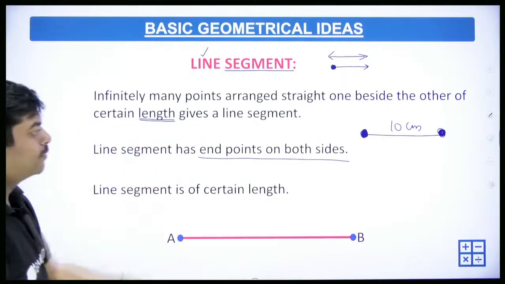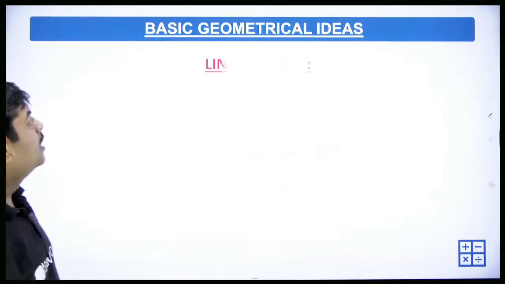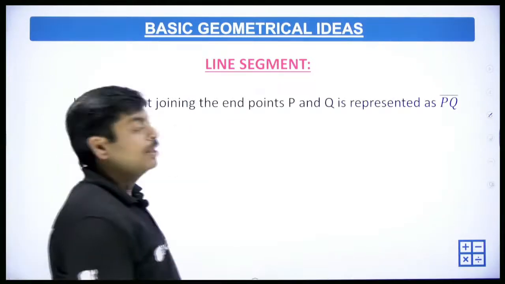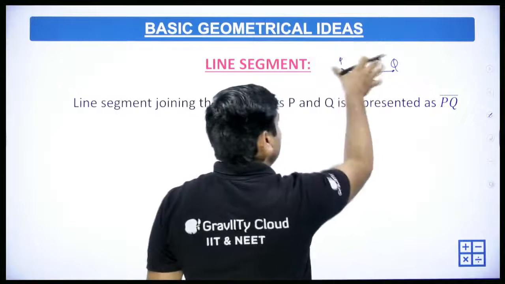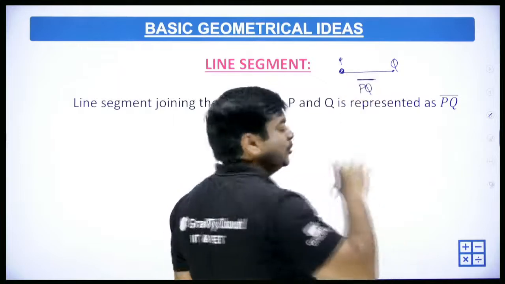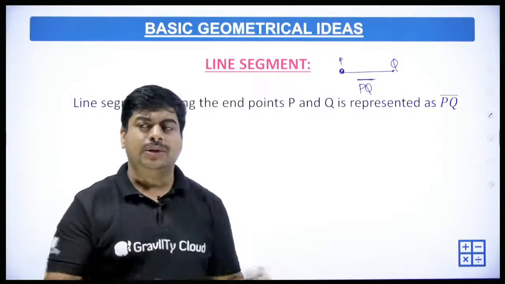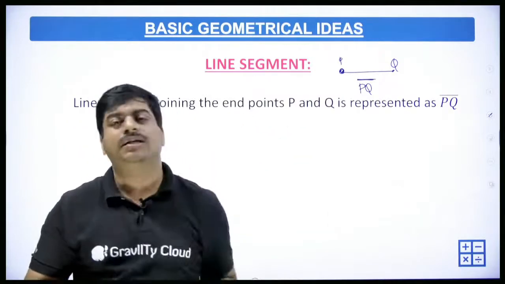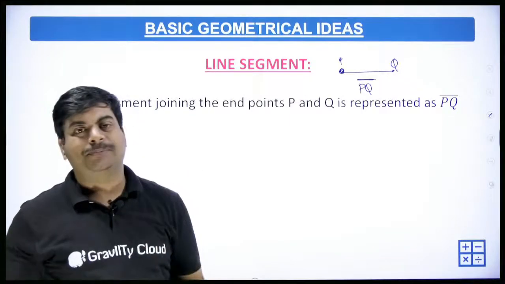We have a small example of the same thing we are discussing: A, B, and a line segment. The line segment joining the endpoints P and Q is represented as PQ bar, with a line on top. If I say line PQ, you would need to extend in both directions. But whenever I want to fix its length to some distance, we write PQ bar.